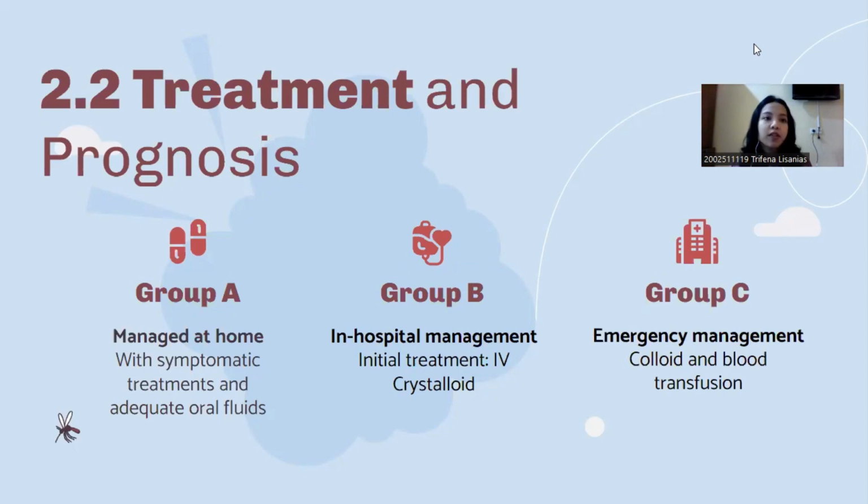Today I will explain about the treatment of dengue hemorrhagic fever. Management is done based on clinical manifestation, and it can be divided into 3 groups: Group A, Group B, and Group C. Group A is a patient who is managed at home.